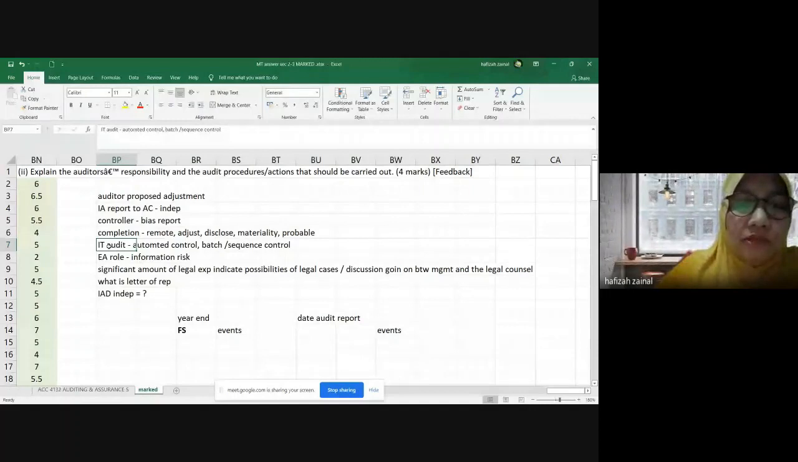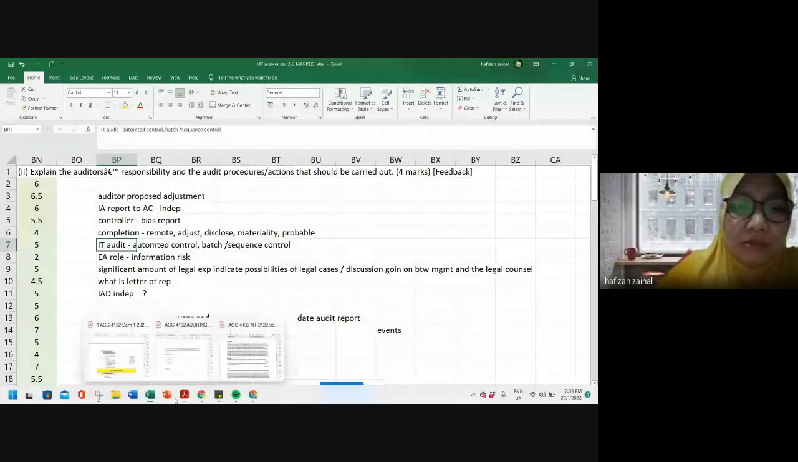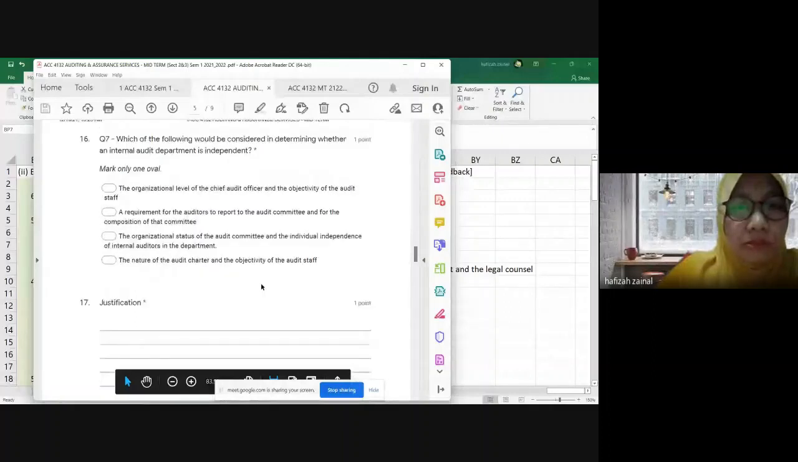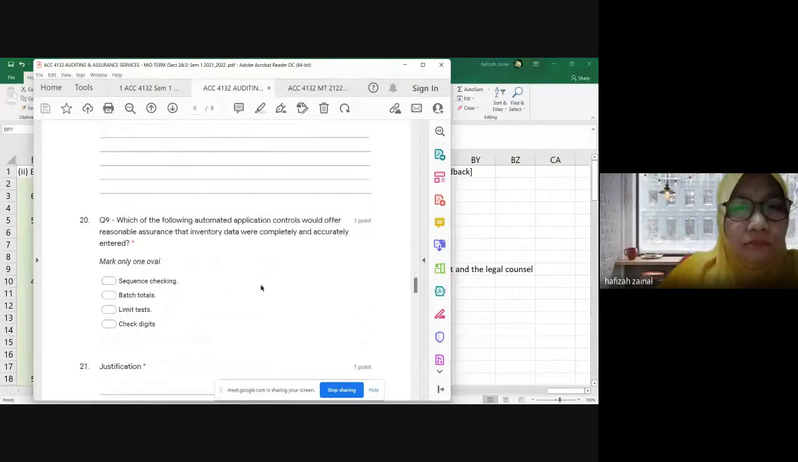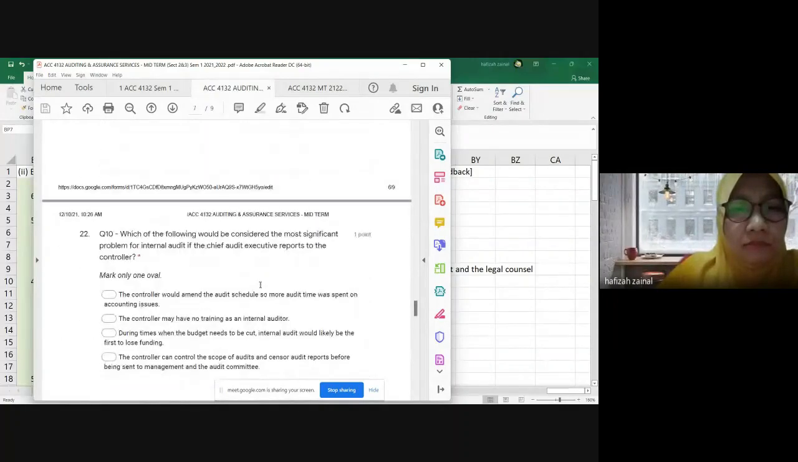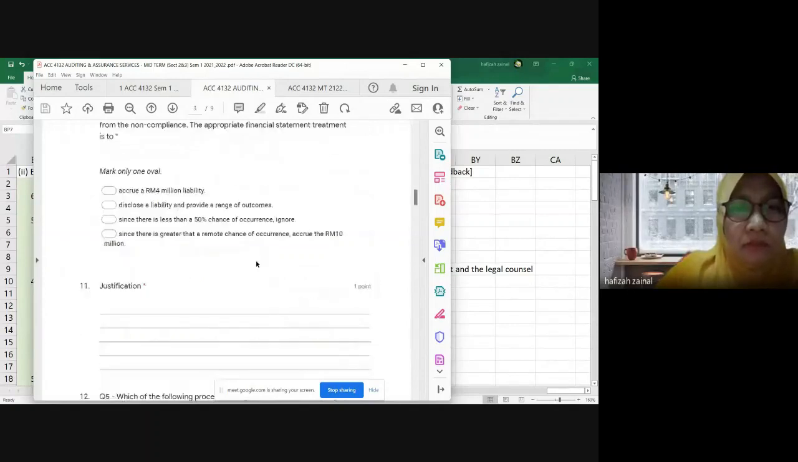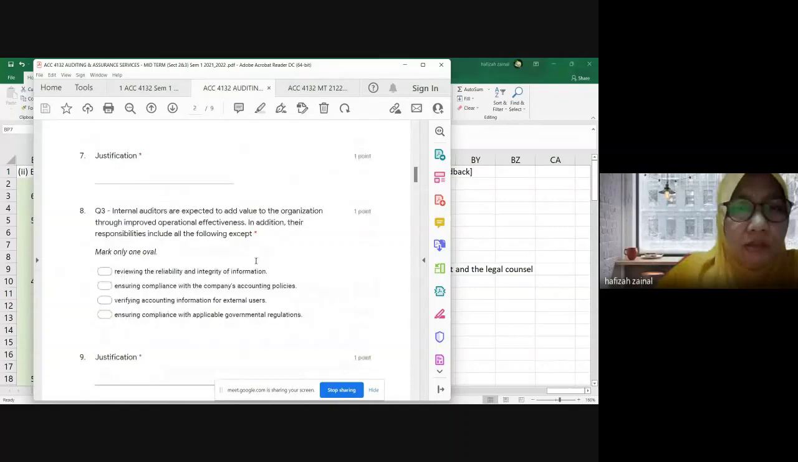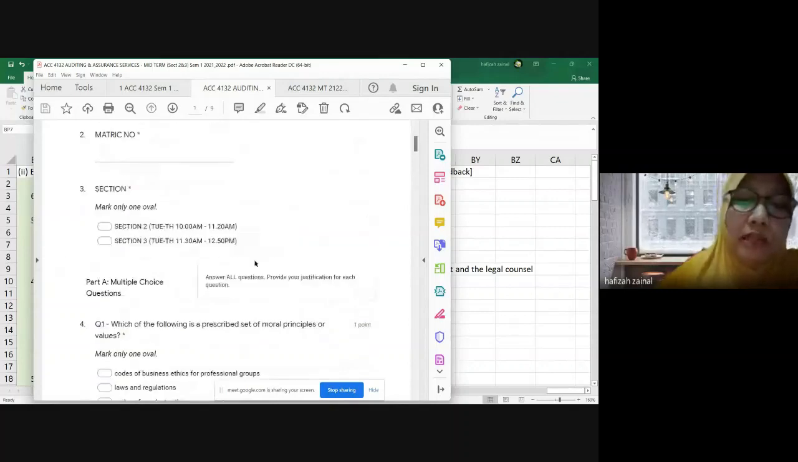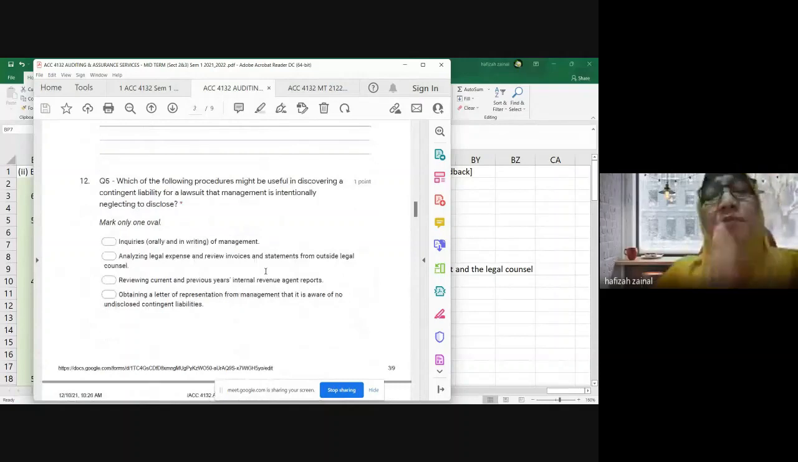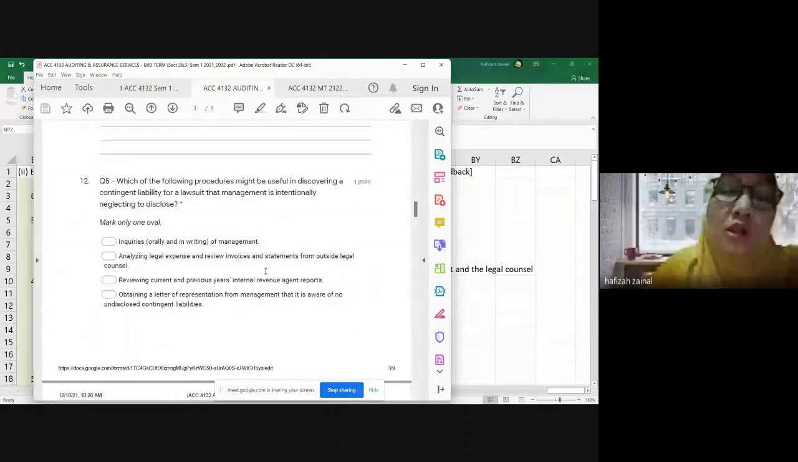And then the information rate I have mentioned just now. One more thing is the legal expense, because this is where many of you get the question wrong. Normally we want to check whether contingent liability has been disclosed by the company. Sometimes we're not sure whether the company has completely disclosed all the contingent liabilities. So to double check, an alternative procedure auditors do is to cross check the legal expense account.